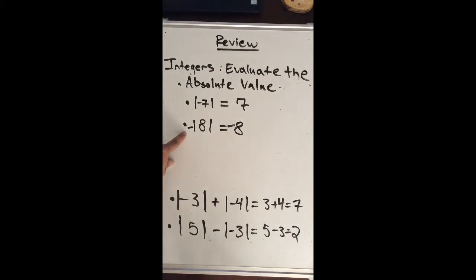On this question, we have the negative outside the absolute value. And even though 8 is 8 away from 0, because this negative is outside the absolute value, this remains negative and gives us an answer of negative 8.